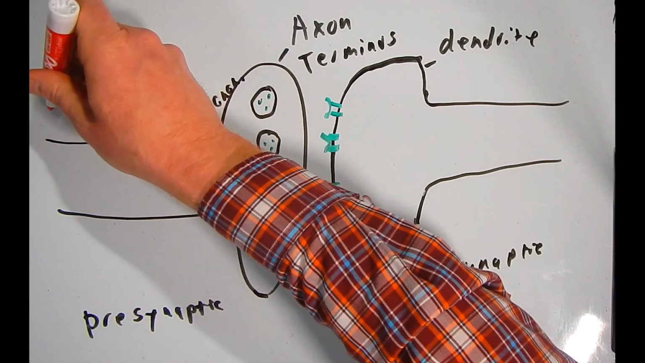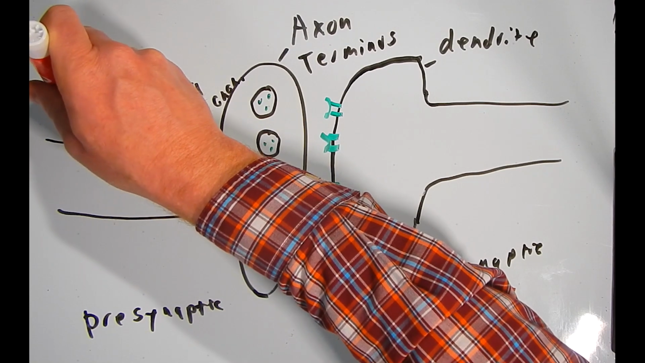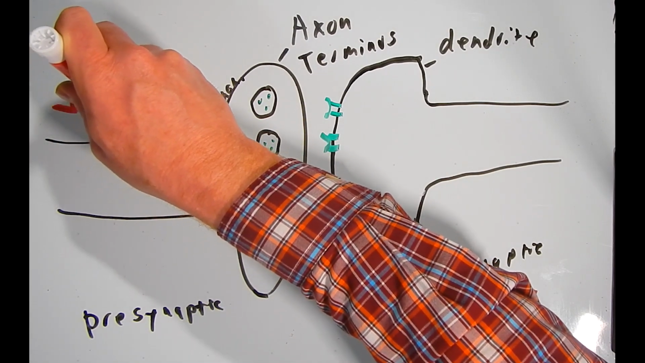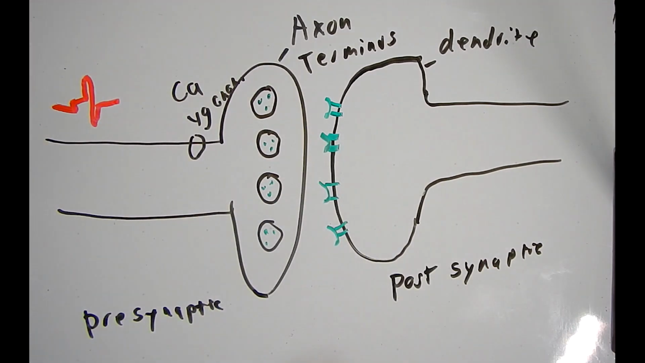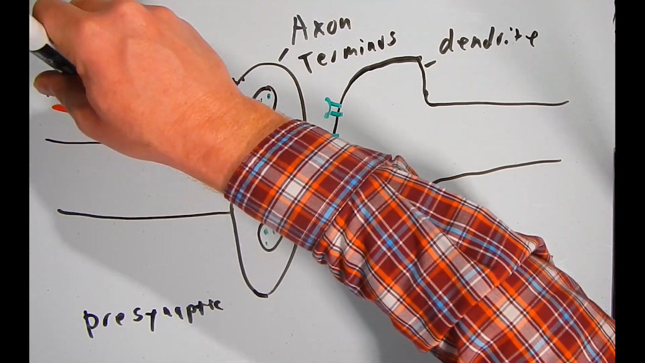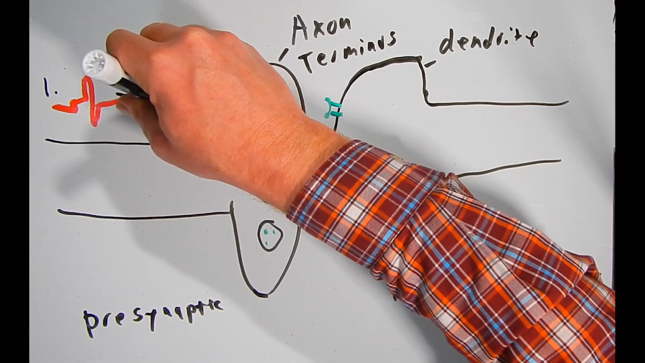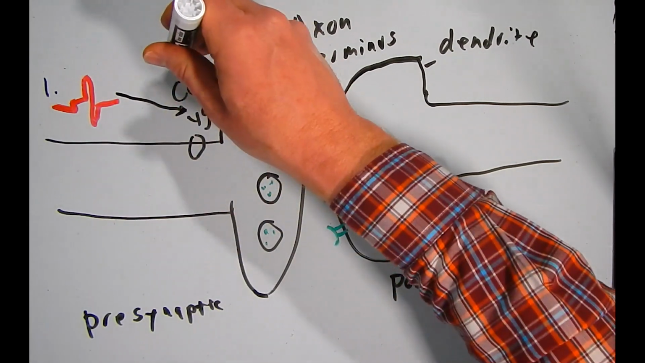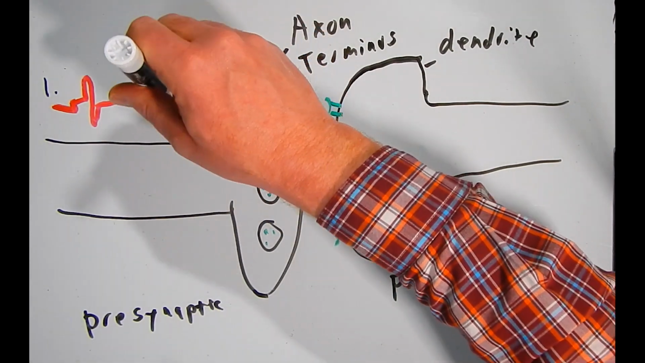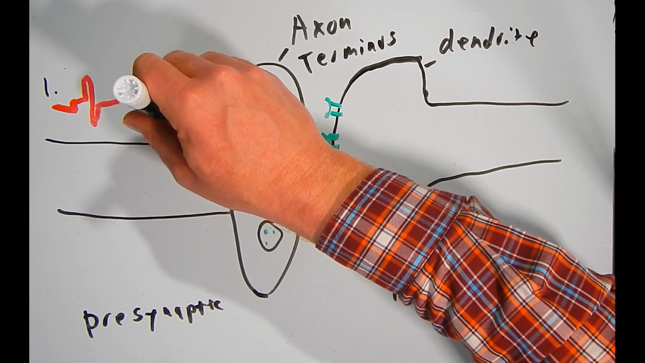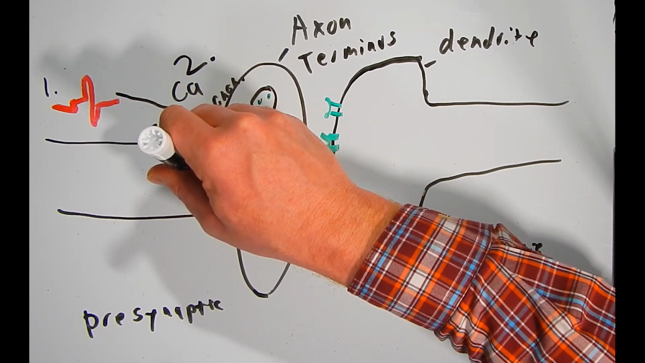Okay, so let's put this in action. Step one is we're going to have our action potential rolling through. Once it comes through and reaches the axon terminus, it activates the calcium voltage gated channel. So for step two, you have the activation of calcium voltage gated channel, which takes calcium and allows it to flow into the cell.